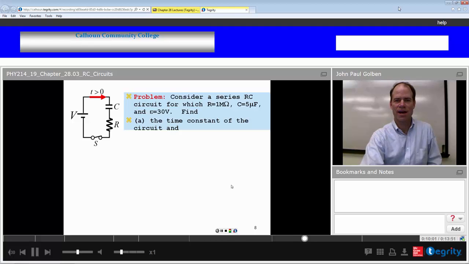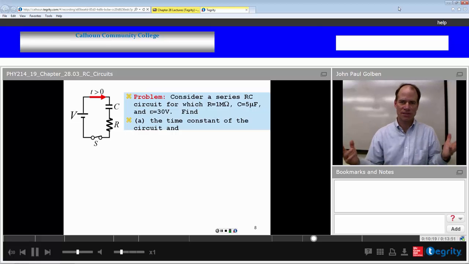Okay, let's try this out. Consider a series RC circuit for which R is equal to 1 mega ohm, C is equal to 5 microfarads, and the voltage of the battery, the EMF, is 30 volts. Find, first of all, the time constant of this circuit.